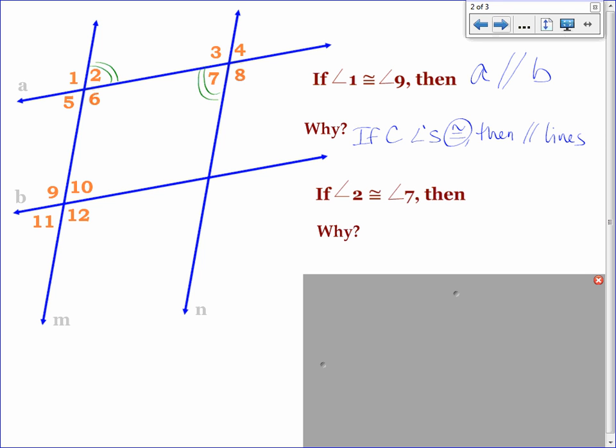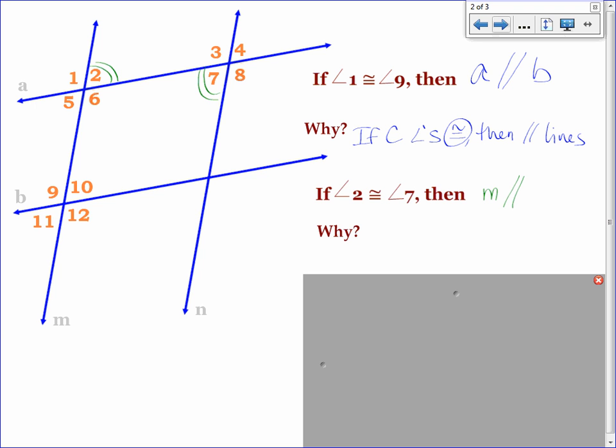Okay, they're acute, yes, but that's not what I'm talking about. They're alternate interior angles. What do they have to be, congruent or supplementary? They have to be congruent. Are they congruent? Yeah, that's what it says right here. Angle 2 is congruent to angle 7. So do we have parallel lines? Yeah. Okay. M parallel to N.